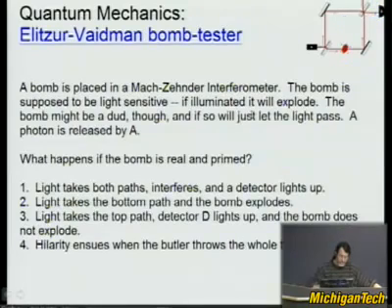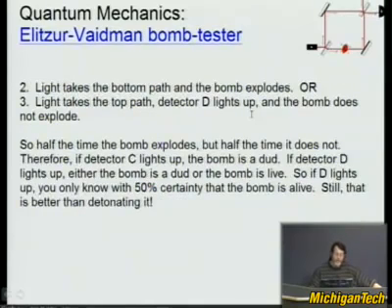And the answer is, think about that. Light takes the bottom path and the bomb explodes. Or light takes the top path and detector D lights up and the bomb does not explode. But it can't take both paths. Once you put a live bomb in there, it has to take one path or the other. It can no longer take both paths. So half the time the bomb explodes, but half the time it does not.